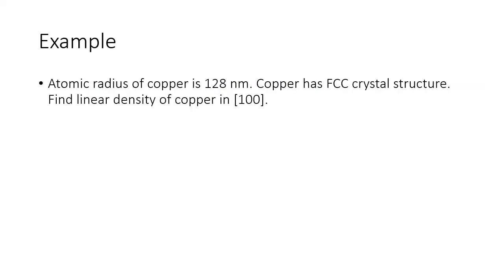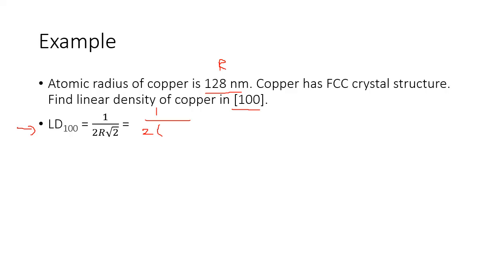So let us solve an example based on linear density. The atomic radius of copper is 128 nanometer. So this is the capital R, and copper has an FCC crystal structure. Find the linear density of copper in the 100 direction. We already derived an expression for the linear density of the FCC crystal structure in the 100 direction, which is given by this formula. And as copper has an FCC crystal structure, we can use this formula to find the linear density in the 100 direction.